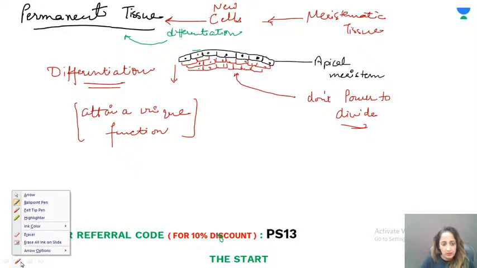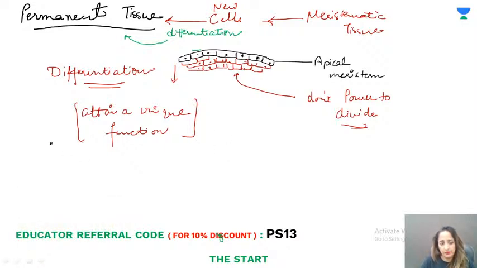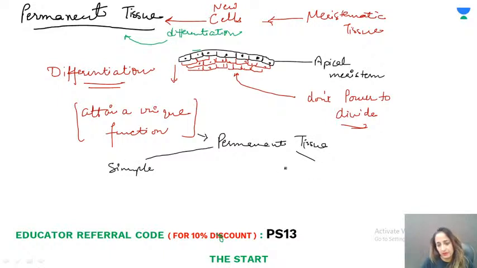Another point to remember. Now we have come to the point where after differentiation we get permanent tissue. Now this permanent tissue has two types: simple and complex, right? Now, what are simple and complex permanent tissue? Let's understand this real quick.